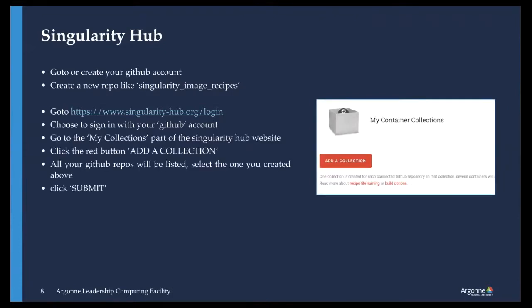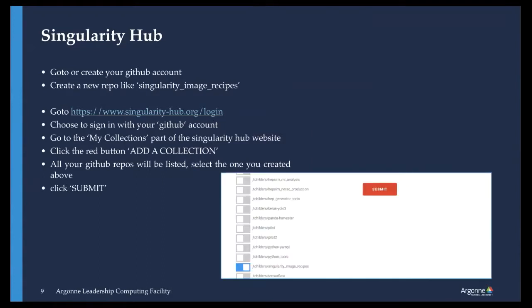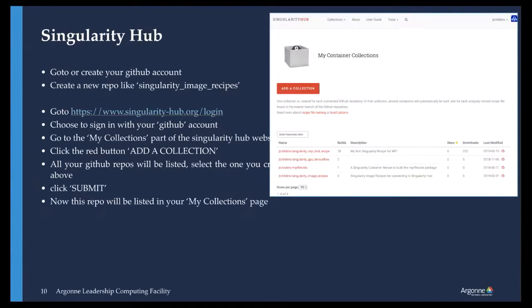And once you do that, you're going to find there's this My Collections page where you can add a collection, and a collection is really just a GitHub repo. So when you click on add a GitHub collection, you'll have a list of all of your GitHub repos show up, and you can select the Singularity image recipe GitHub repo that you created. Click submit. I'm going to go quickly through these.